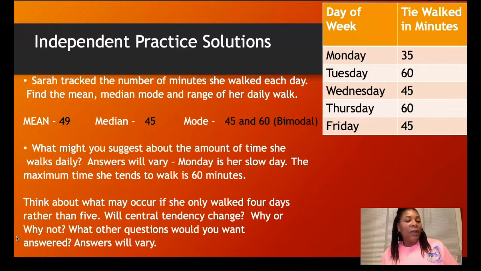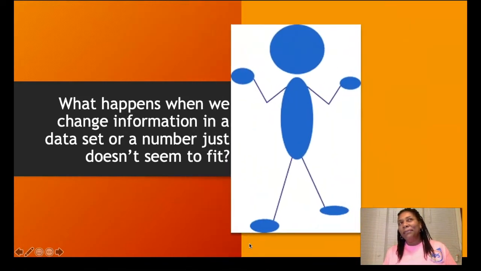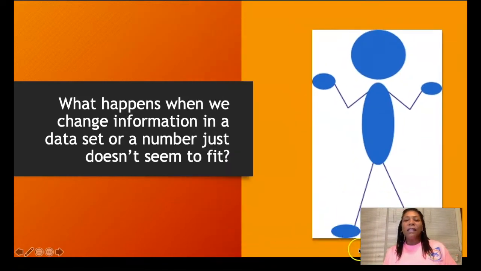The other part, though, was to think about what may occur if she only walked 4 days versus 5 days. What central tendency may change? Why or why not? What other questions might you have? These are some of the things we're going to talk about in more detail today. Or just a number that doesn't seem to fit, that doesn't seem to work well in that data set. So we think about that. It's like, I don't really know, so let's see if we can figure it out.